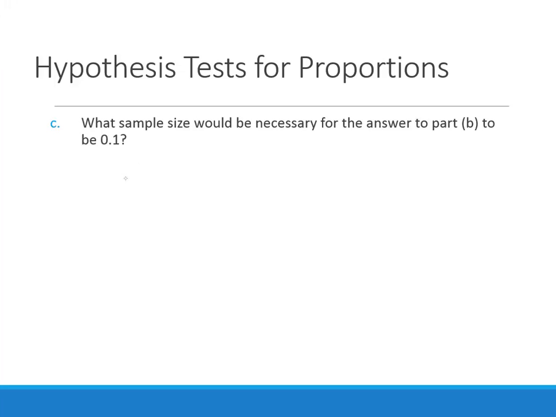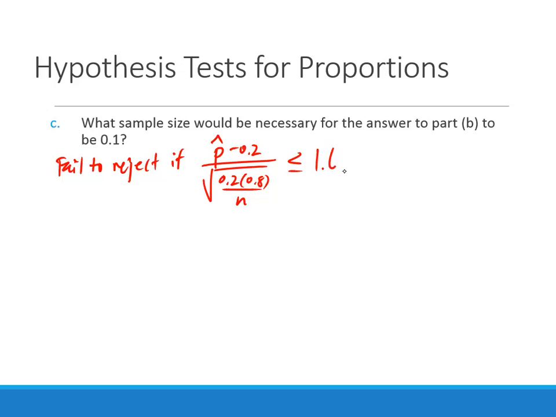Again, remembering that I'm going to fail to reject if (p hat minus 0.2) over the square root of (0.2 times 0.8 over n) was less than 1.64. That's the same as saying I would fail to reject if p hat is less than 0.2 plus 1.64 times the square root of (0.2 times 0.8 over n), leaving n in there as an unknown.